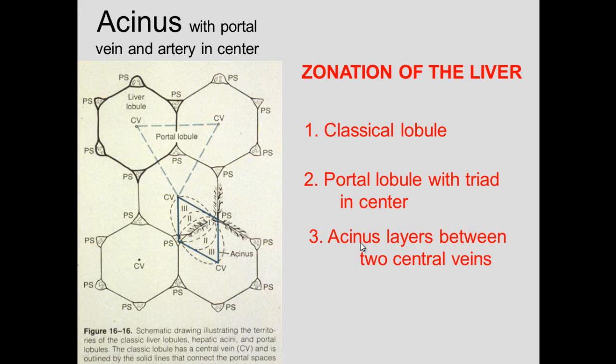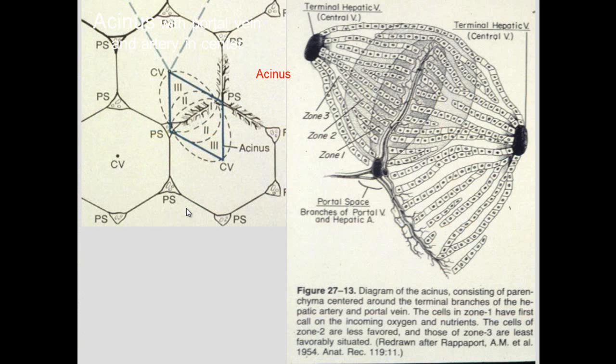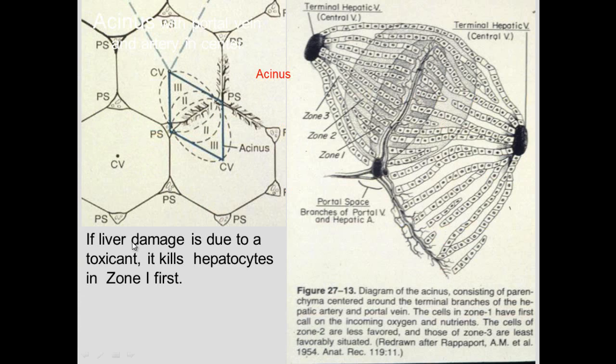Another way to look at it is the acinus, and that is the different layers. The first layer, if this is a triad and triad here, both of these can contribute to the central veins in both of these. And so you have the first zone, second zone, and third zone. So there's the classical lobule, portal lobule, and the acinus. And the acinus is the main one that's important.